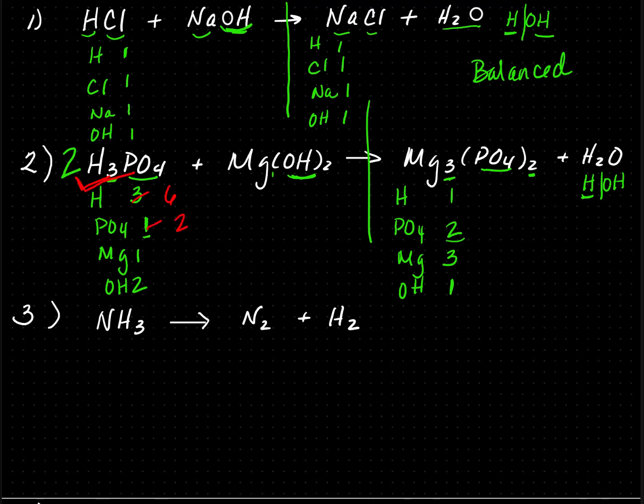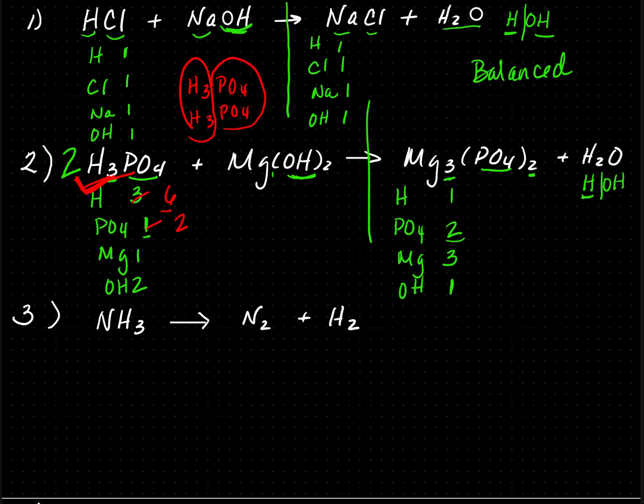If I put the coefficient 2 in front of phosphoric acid, it's the same thing as writing phosphoric acid twice. So if I count this, there are 6 hydrogen, just like we have, or 2 times 3. And there are 2 PO4s.